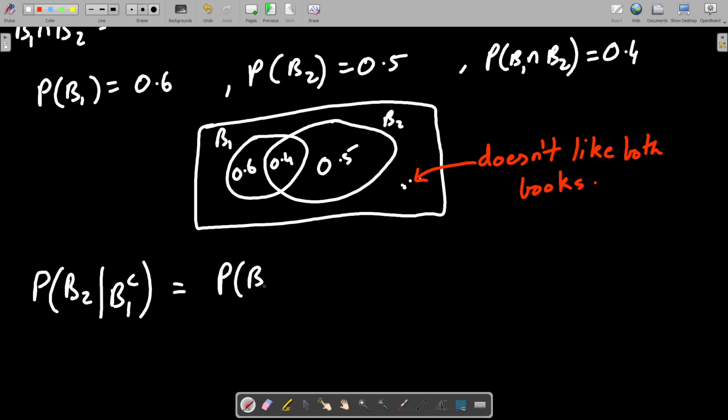This should become the probability of B2 intersection B1 complement upon the probability of B1 complement. The probability of B1 complement we can easily measure. Okay, so now we have to find this region, B2 intersection B1 complement.